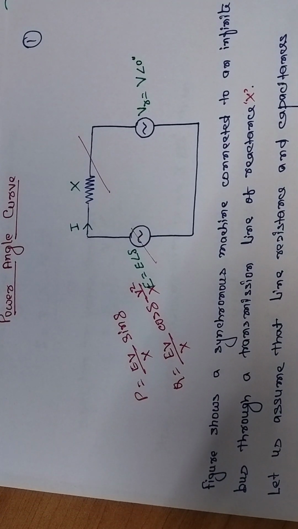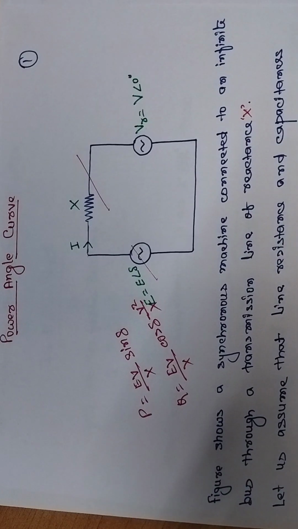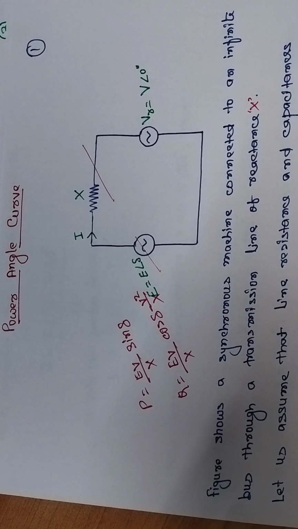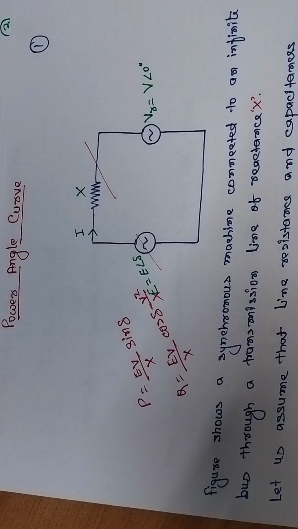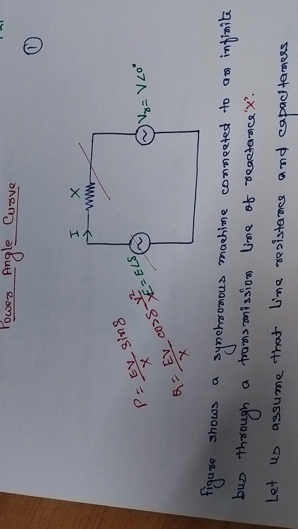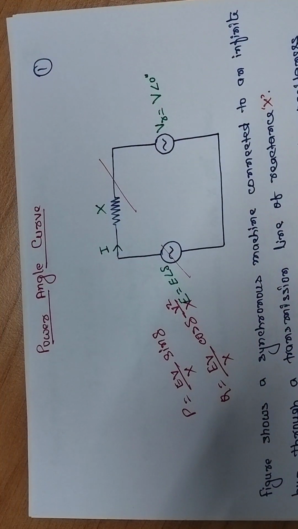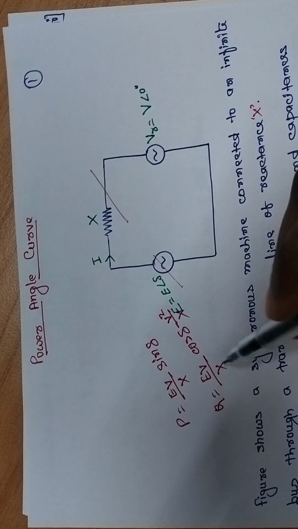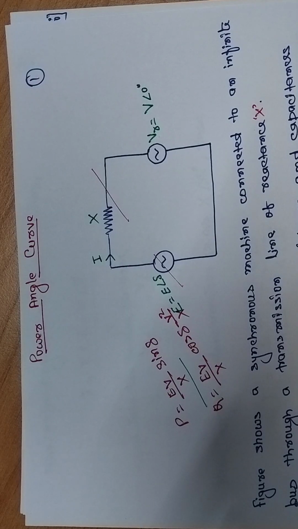Hi everyone. In this lesson, I will derive the power angle curve for a synchronous generator connected to an infinite bus through a purely reactive line. In this derivation, we'll derive P equals EV by X of sine delta and Q equals EV by X of cos delta minus V square by X.